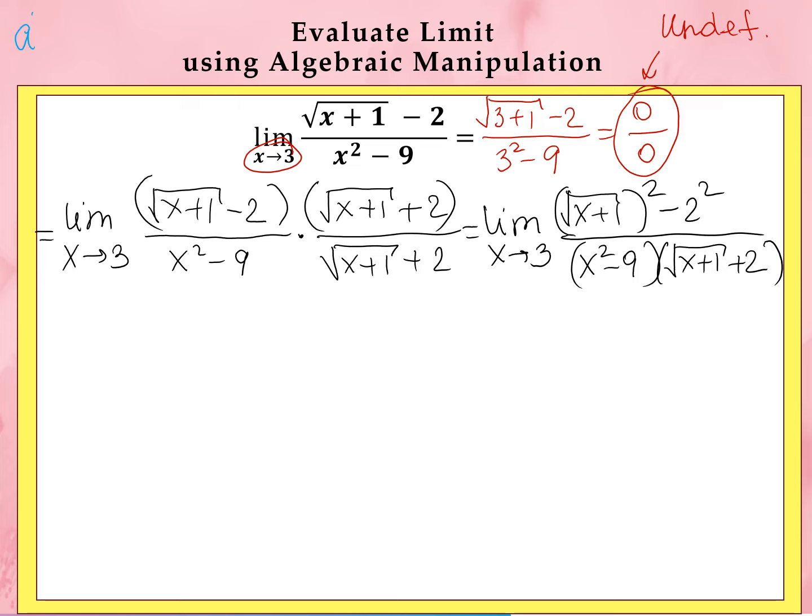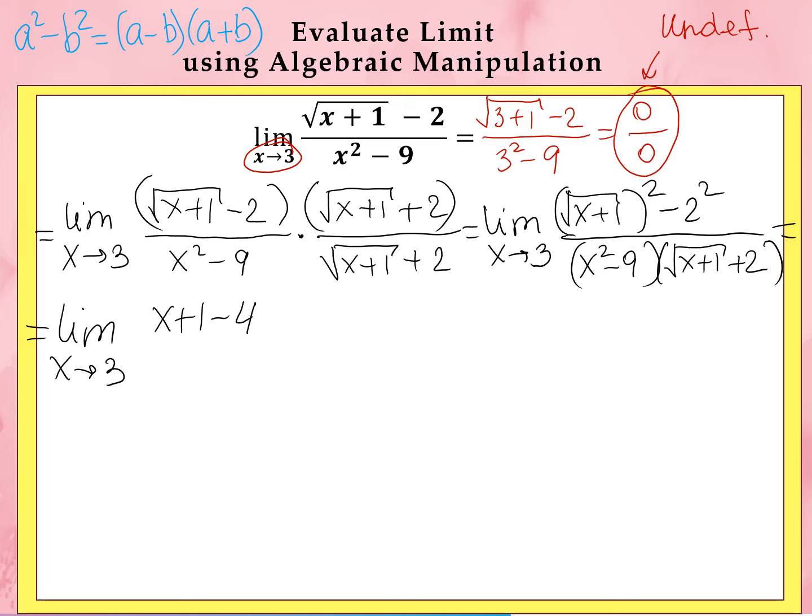Formula a squared minus b squared. It is the difference of squares, very important for us. The formula equals a minus b times a plus b. So now we can simplify. Limit as x approaches 3. Square root of x plus 1 squared gives us x plus 1. 2 squared is 4, minus 4. And we keep the denominator x squared minus 9 times square root of x plus 1 plus 2.